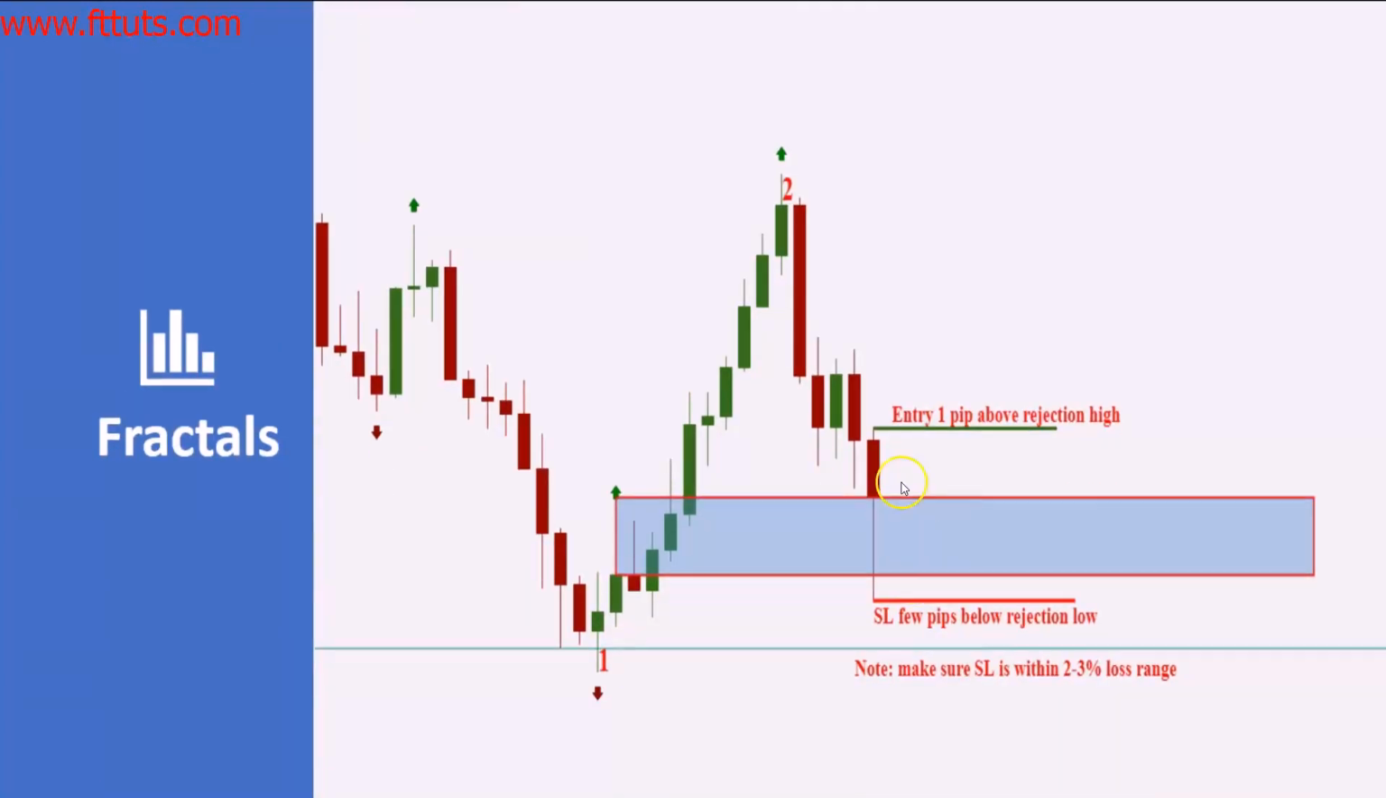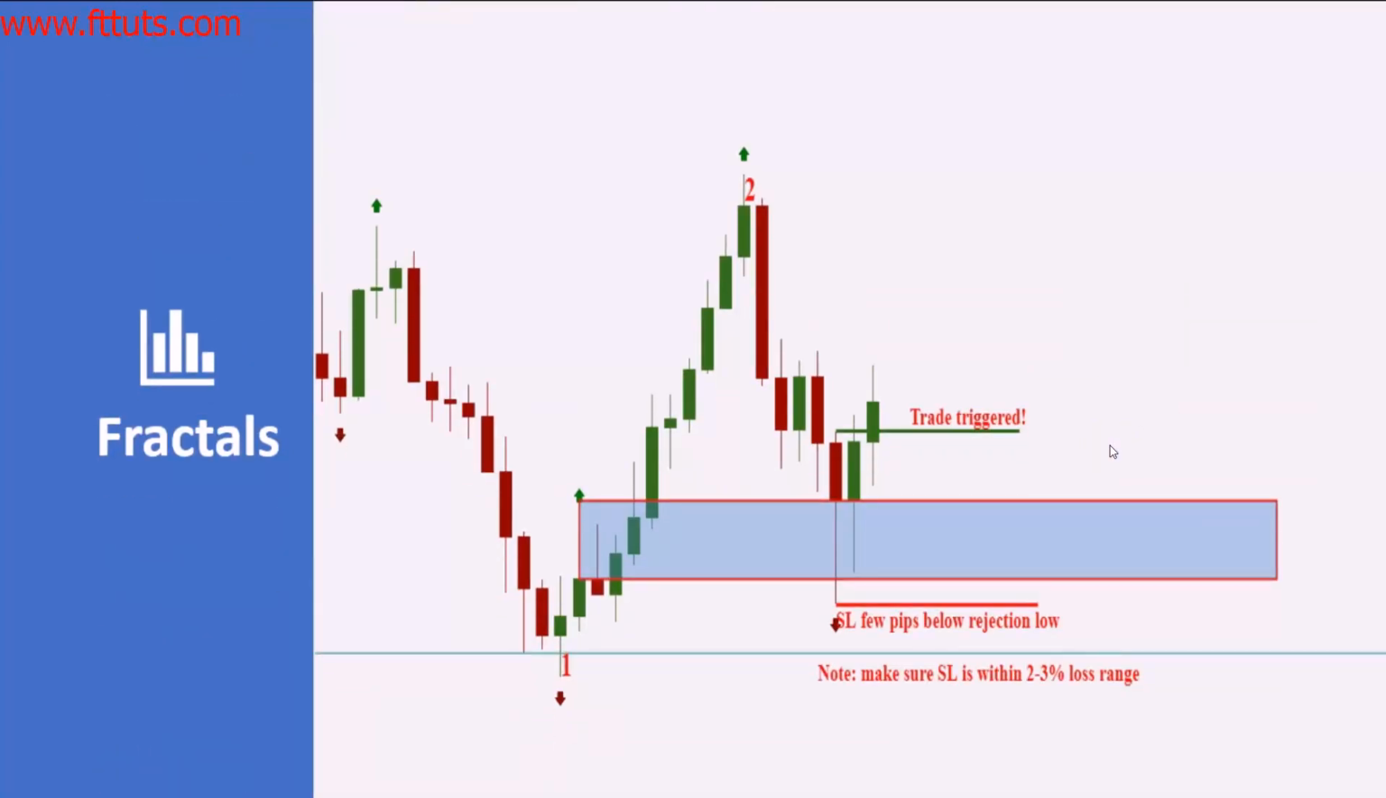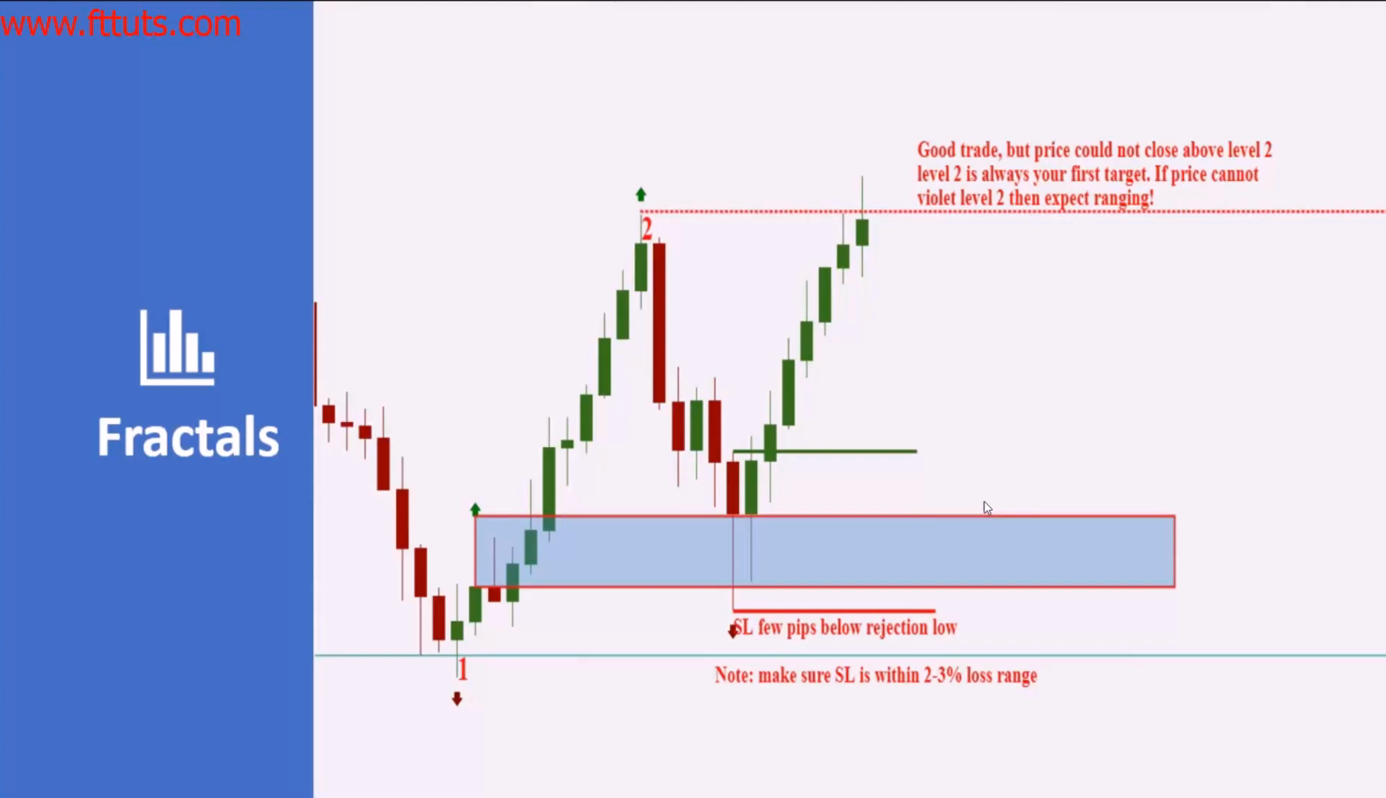So with that pin bar, you put your entry here, 1 pip above the rejection high, 1 or 2 pips, and stop loss is a few pips below the rejection low. Make sure your stop loss is within your 2 to 3% loss range of your capital. And then you can see trade triggered. And it's a good trade. You can see where the market goes to.